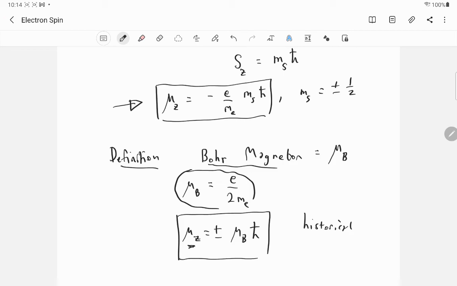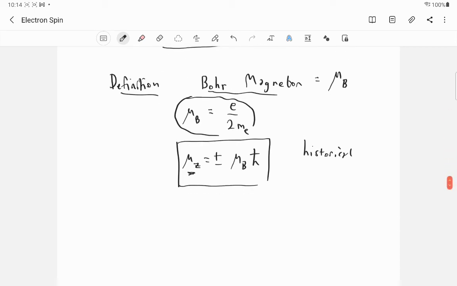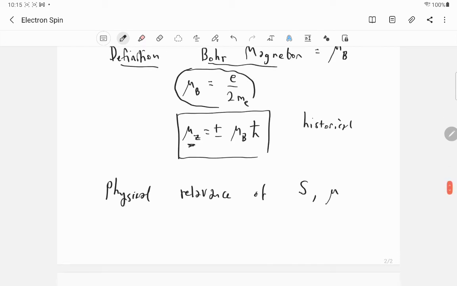Okay, so in a following video, I'm going to describe the physical relevance of the spin and the magnetic dipole moment. Physically, we should be able to measure and experiment with these issues. And you'll see that these issues give rise to an interesting energy spectrum splitting. And so in the following video, I'm going to describe this.